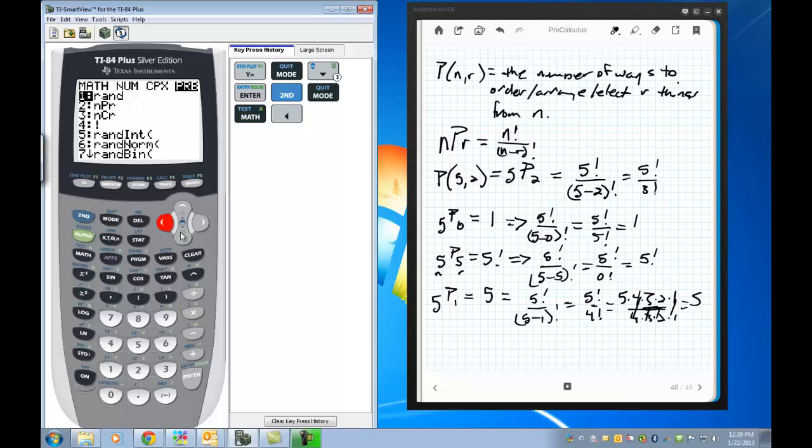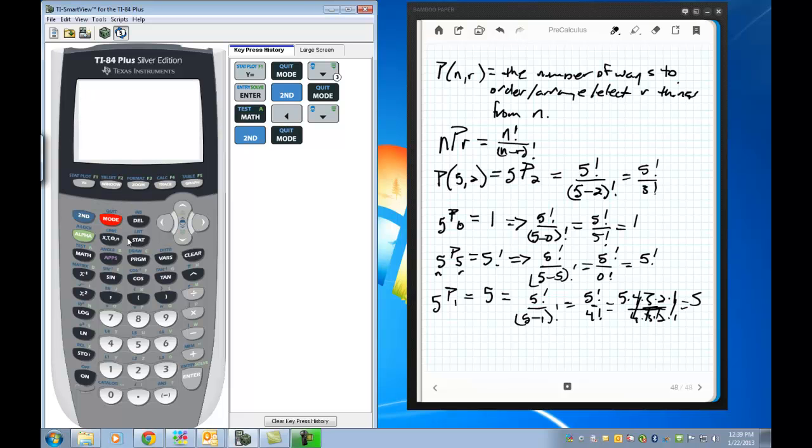All I do is left click, and then there's this command, which is nPr. There's also nCr, and there's also a factorial. We'll talk about nCr here in a sec, but that factorial key can be really useful as well. I'll show you how to do that as well. All right? Excuse me. So, second quit.